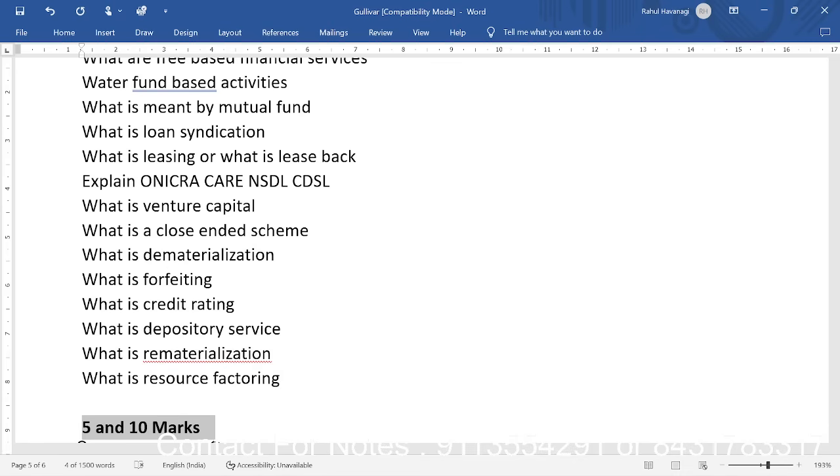Eighth question, what is venture capital? Ninth question, what is close-ended scheme? Tenth question, what is dematerialization? Eleventh question, what is forfeiting?